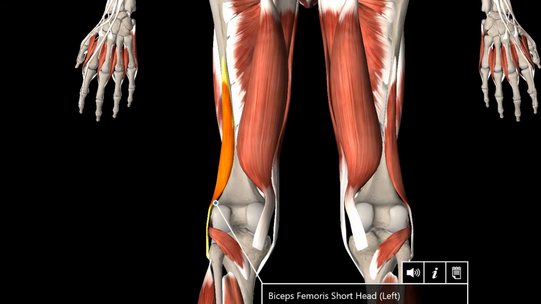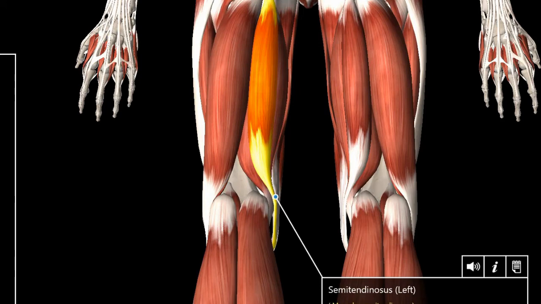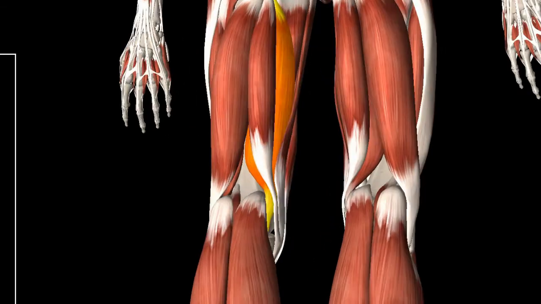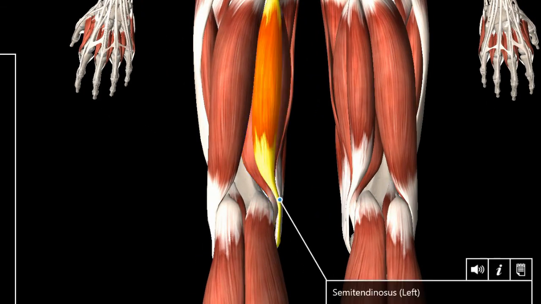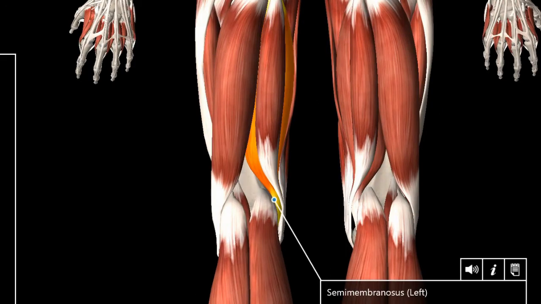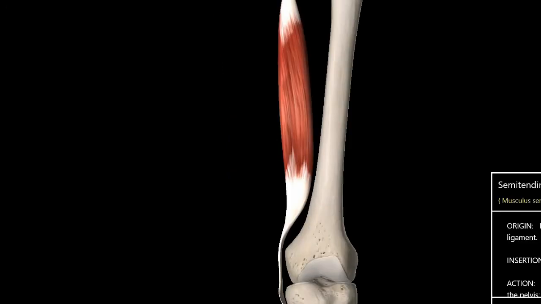Okay, going to the medial muscles. I call them the semis. The semitendinosus and the semimembranosus, which is underneath, as you can see there. The tendinosus is on top. Peel that back, and underneath you will have the membranosus. All right, let's look at the semitendinosus first.